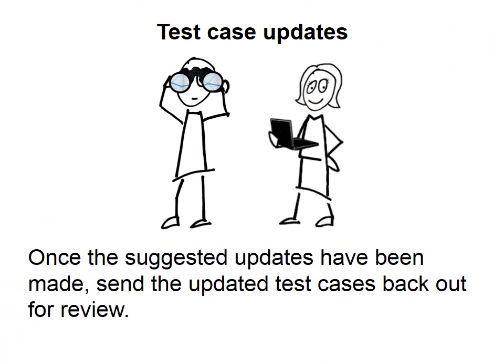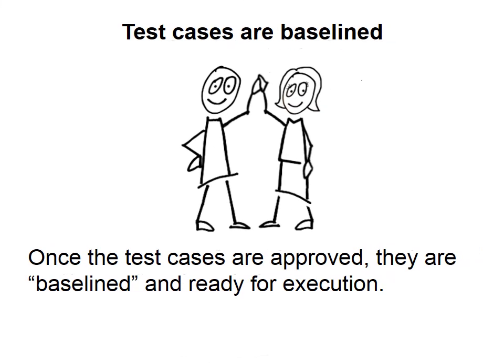If there is feedback from the test case reviews, then the test cases need to be updated and submitted for a follow-up review. It is not necessary to again review the test cases that have already been approved. Once the test cases have been reviewed and approved by the stakeholders, they are considered baselined. This means that they are ready for test case execution and will not be updated again unless necessary.